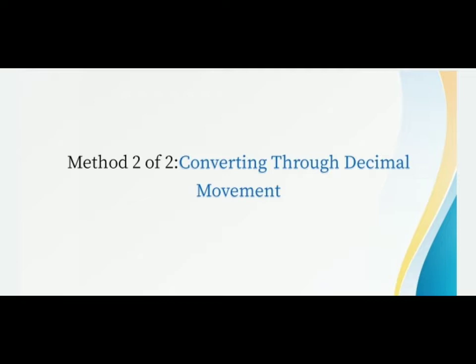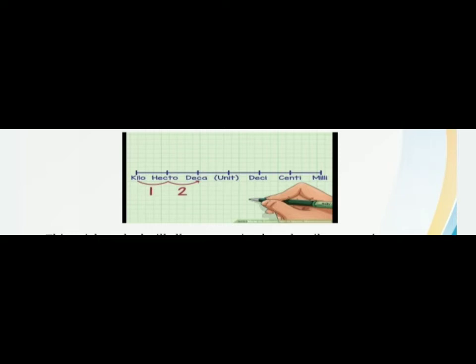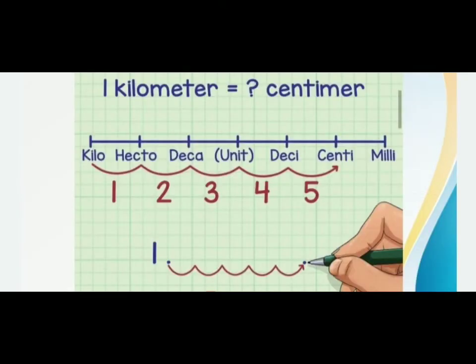The next learning, which I think is the most important thing that I have learned in this topic, is all about converting through decimal movement. For me, this method is easier than the other method of using multiplication and division. It's because in this method, as long as you familiarize the common metric prefixes, you can easily convert one unit to another unit. First, you just have to determine the direction and size of the conversion. Next, you just have to move the decimal point in your measurement.